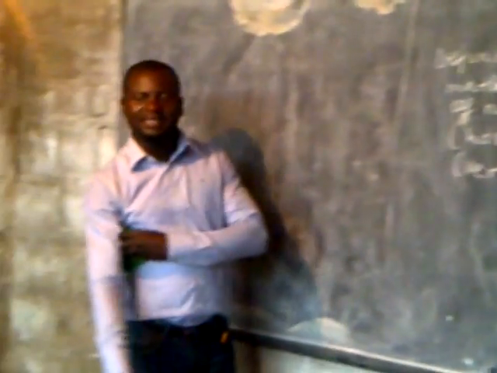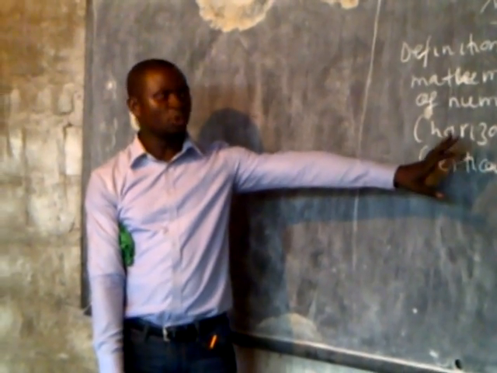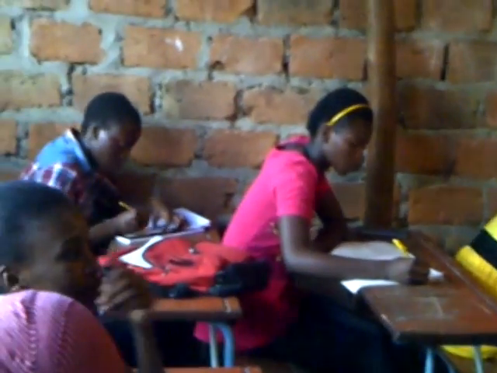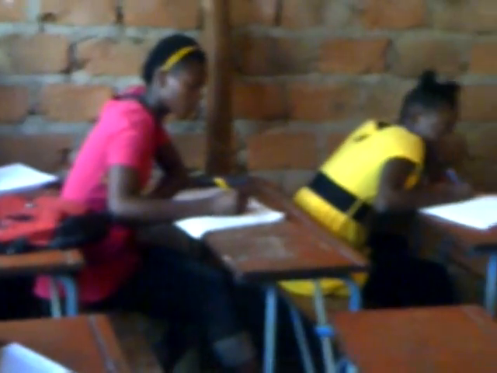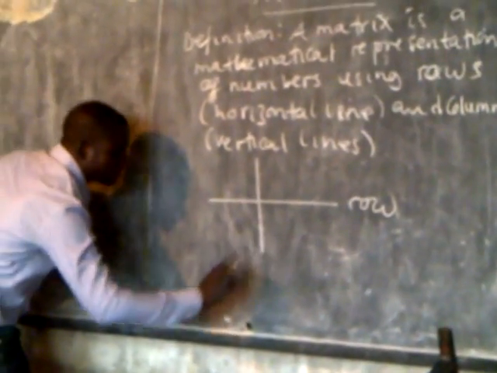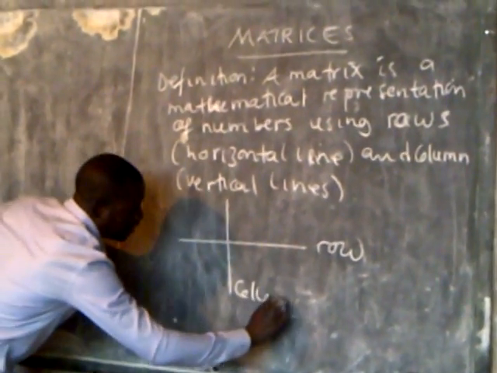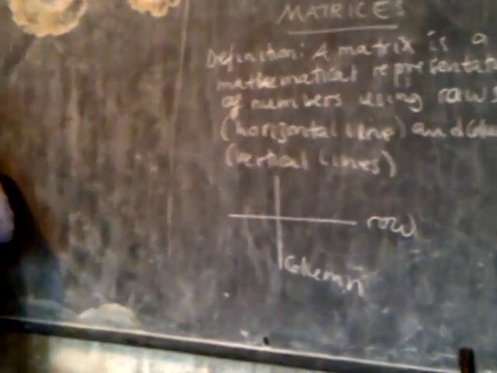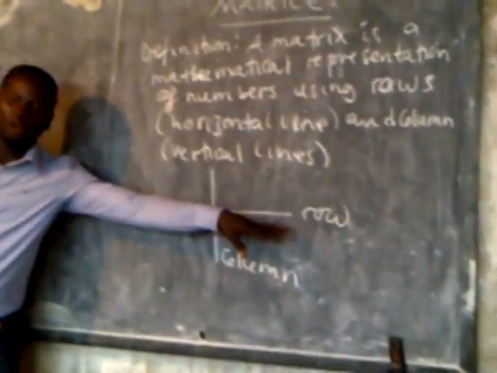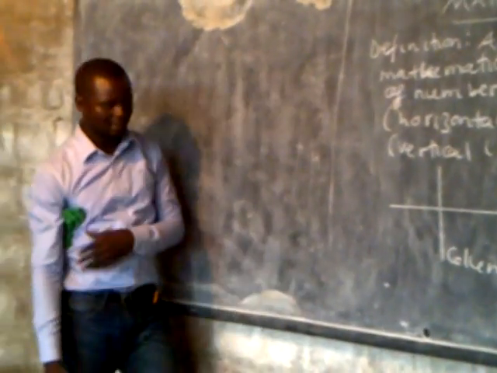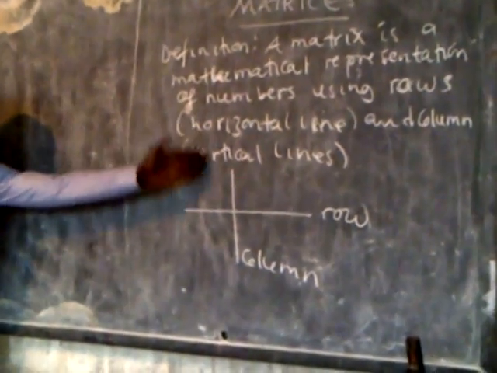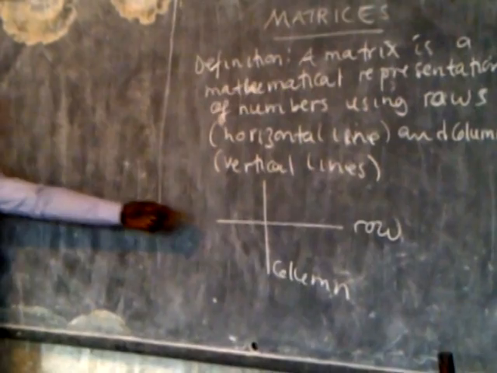Okay? So a matrix always is going to have rows, horizontal lines, and columns, vertical lines. Are we together? These are horizontal lines, we call them rows. These are vertical lines, we call them columns. So when you are writing a matrix, it should have a row and a column. The matrix should have a row, a horizontal line, representing numbers, and also a column, a vertical line, representing numbers.